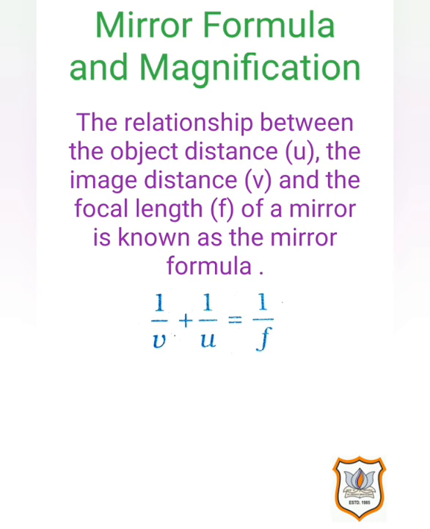But there is a relationship between these three quantities given by the formula known as the mirror formula. The expression is 1 upon v plus 1 upon u is equal to 1 upon f. This formula is valid in all situations, for all spherical mirrors, for all positions of the object.